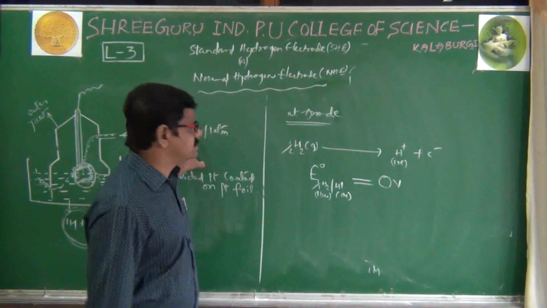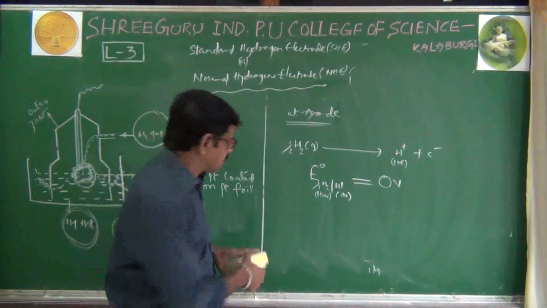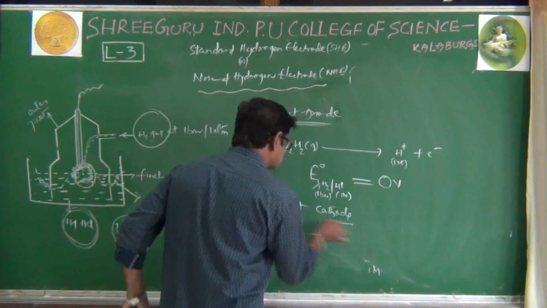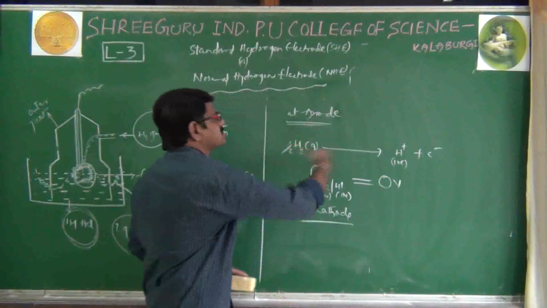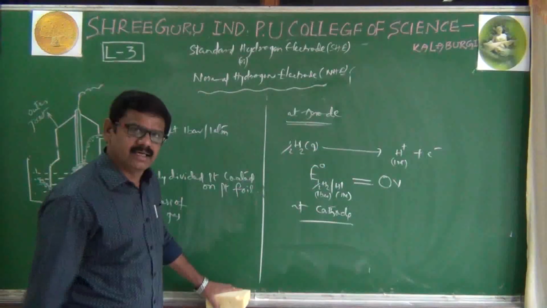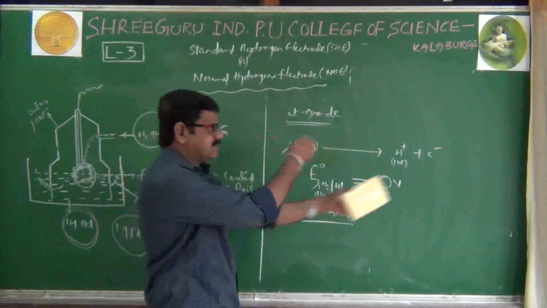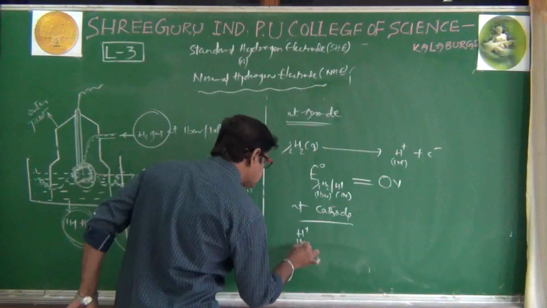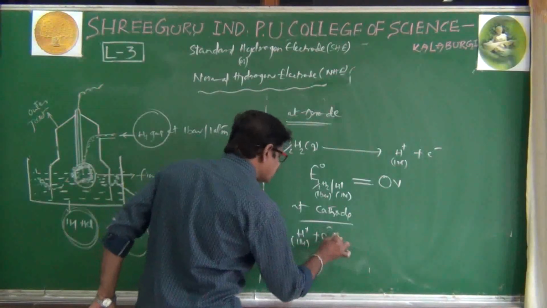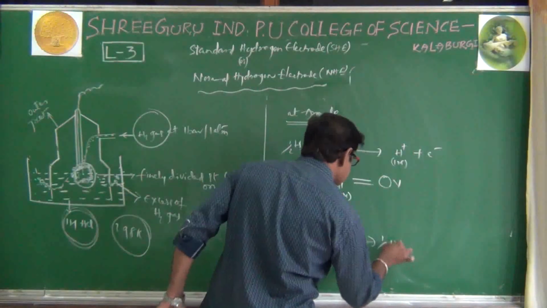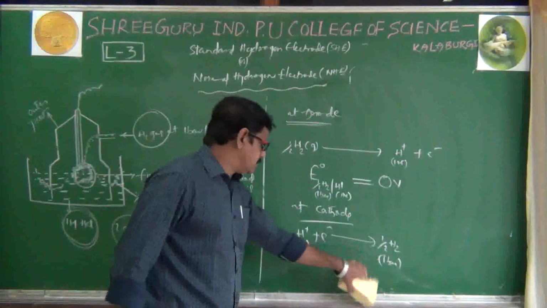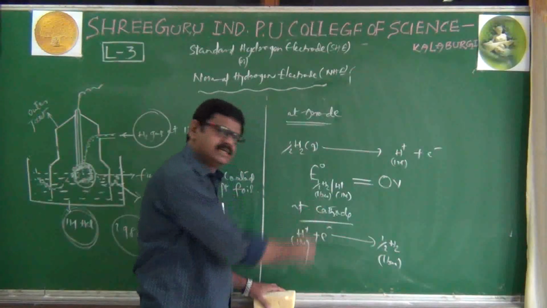Similarly, our SHE can also act as a cathode. That's why at cathode, obviously reduction takes place. That's why it's just a reverse reaction only. H plus by taking one electron is converted to H2. And due to reduction, we can say it is a cathode.